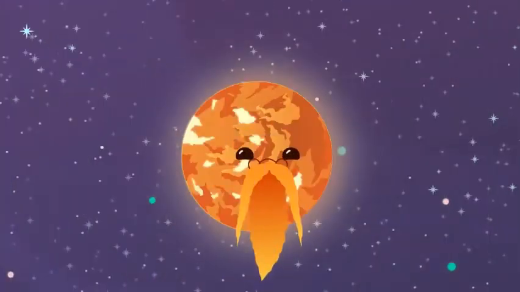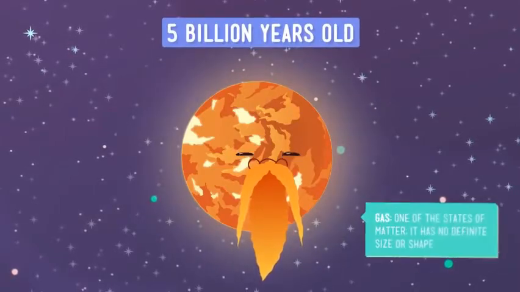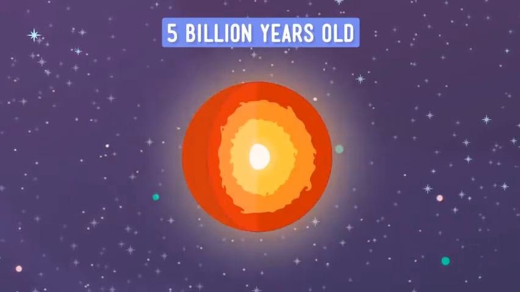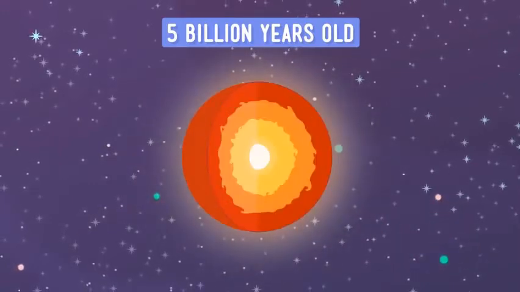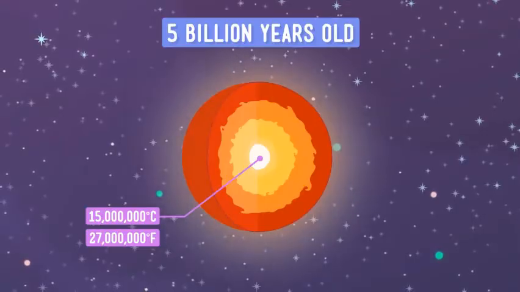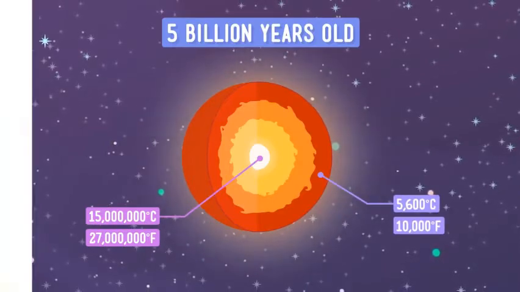Well, first, let's talk about what the sun is. It's a 5 billion-year-old big ball of super hot gas. The hottest part of the sun is its core, or center, which is about 15 million degrees Celsius. Whoa. Its surface is not quite as hot, but it's still almost 5,600 degrees Celsius, which is pretty toasty if you ask me.